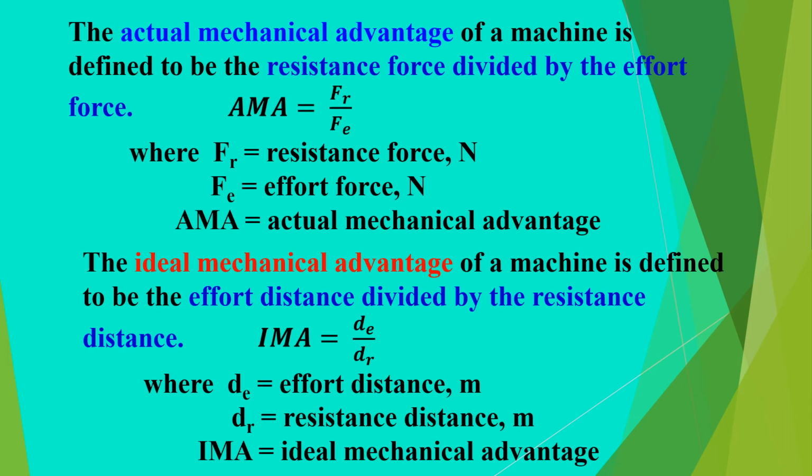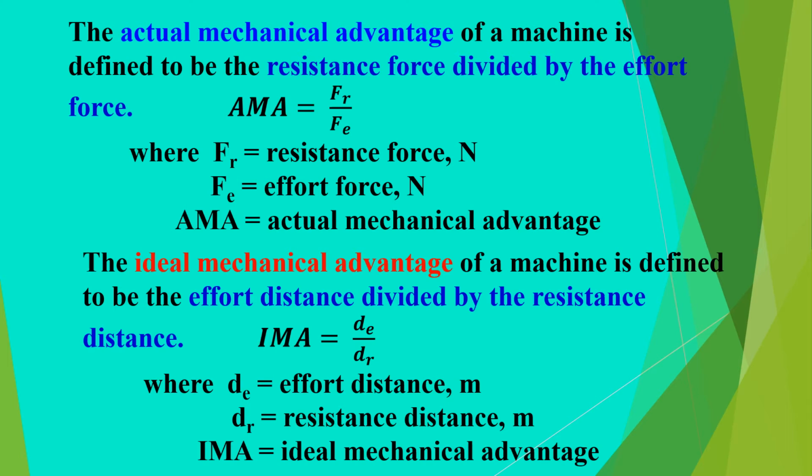The actual mechanical advantage of a machine is defined to be the resistance force divided by the effort force. In symbols, AMA equals F sub R over F sub E, where F sub R is the resistance force in newtons, F sub E is the effort force, and AMA, which is unitless because it is a ratio of two like quantities, is the actual mechanical advantage.